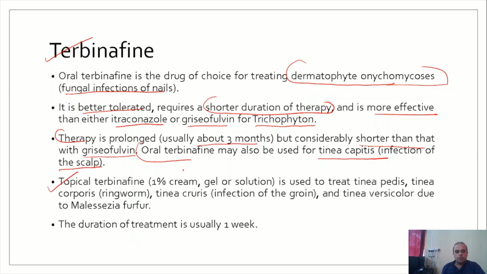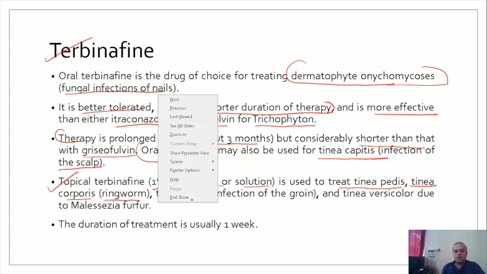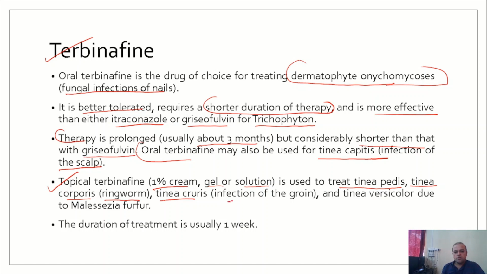Okay, so topical terbinafine, which is a 1% cream, gel, or solution, is used to treat tinea pedis, which is a tinea infection of the feet, then tinea corporis, which is a ringworm infestation, then tinea cruris, which is infection of the groin, and tinea versicolor, which happens due to Malassezia furfur. The duration of treatment is usually 1 week.